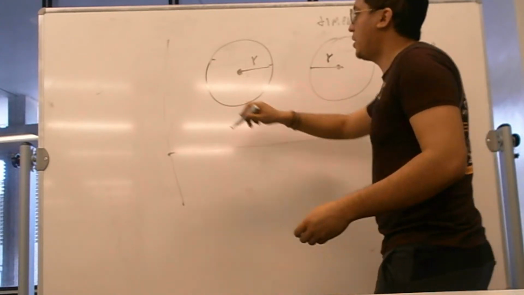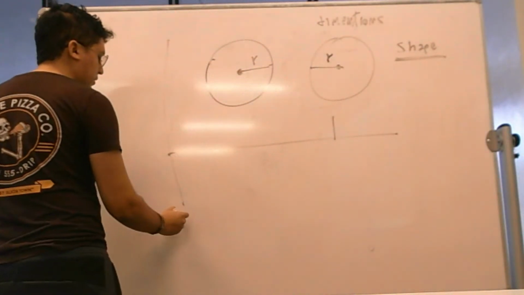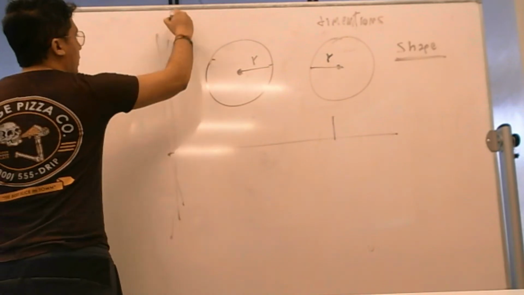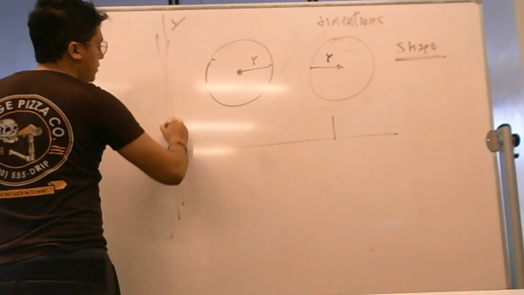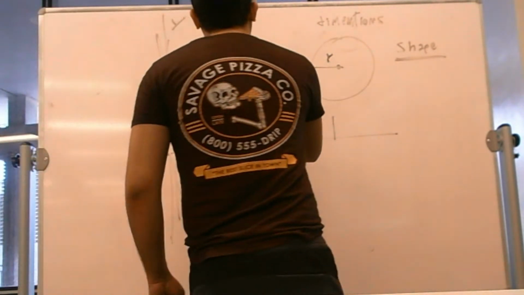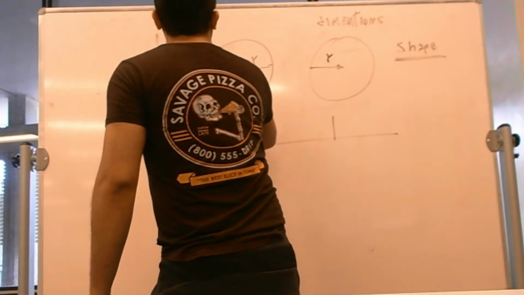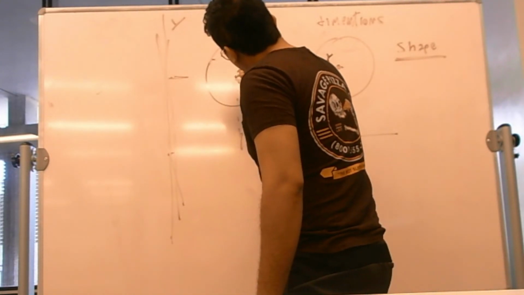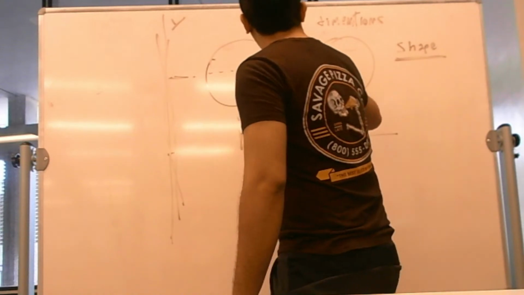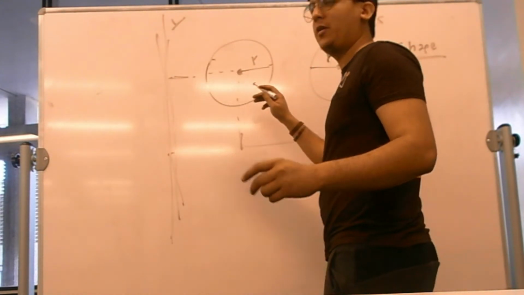Okay, if we put them on x y axes, right? Let's say the x y axis is here. Okay, they exist in different positions. Oh right, yeah.